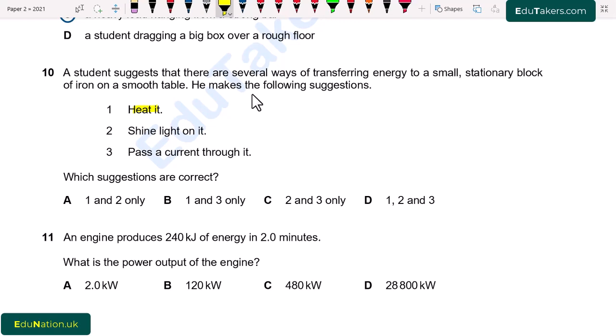So option 1, that is heat it, is correct. Second, shine light on it. When we shine light on the surface, then the energy will be transferred. And 3, pass the current through it. When we pass the current through the object, then there will be the energy transfer. So all of these are correct. Here is option D, in which all of these suggestions are correct.